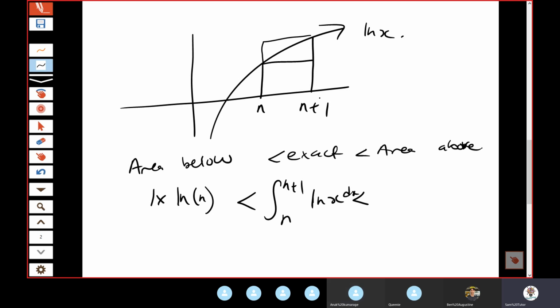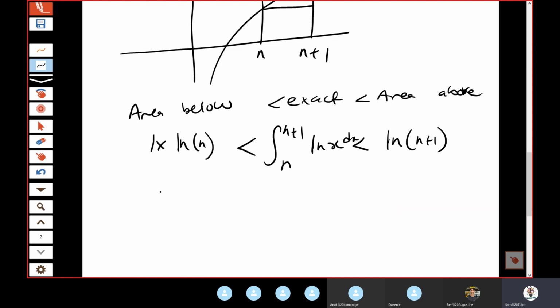1 times ln n plus 1. Yeah, so essentially ln n plus 1. Right. And then you guys did the hardest step, which is to start the question.